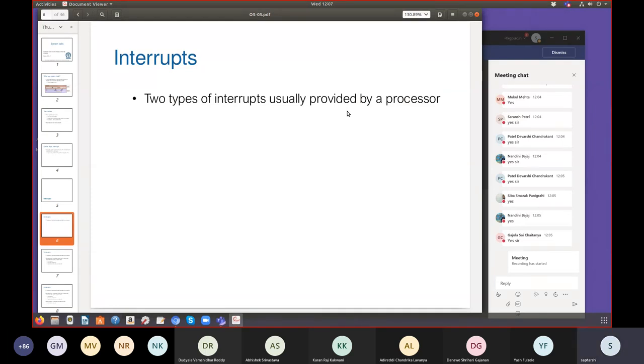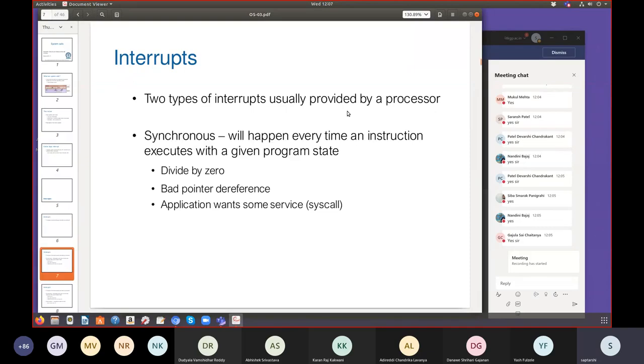So a processor usually provides several interrupts, right? And broadly, there are two types of interrupts provided by a processor usually. Some interrupts are called synchronous. They will happen every time an instruction executes with a given program state. So for example, in your program, let's say by some mistake you have a divide operation, and by some mistake the denominator value is 0. So whenever this happens, an interrupt will be raised.